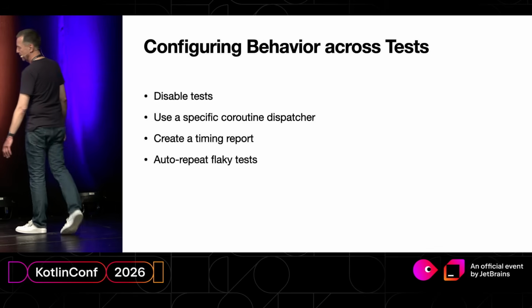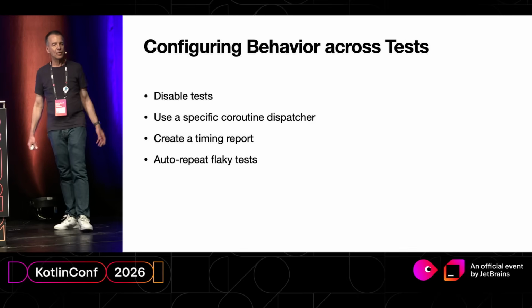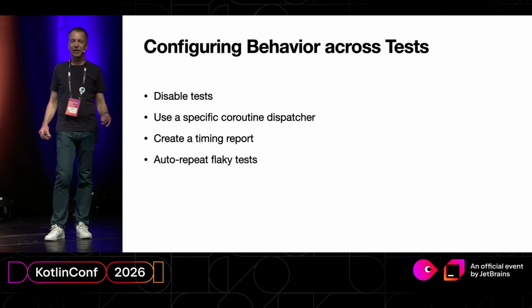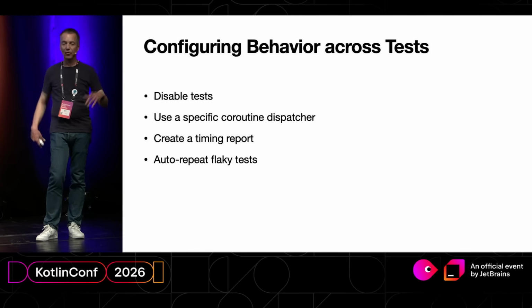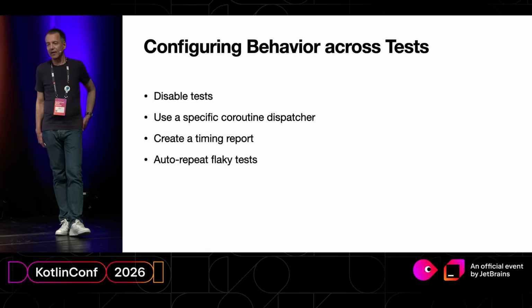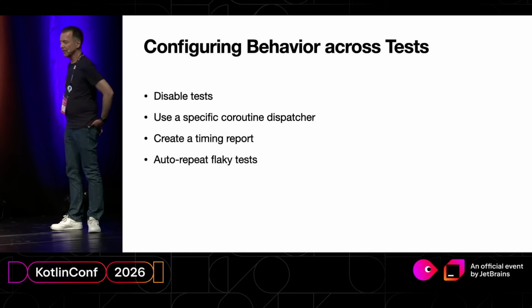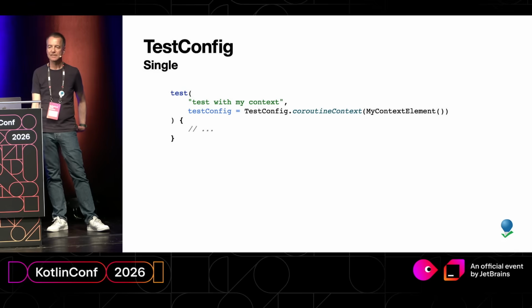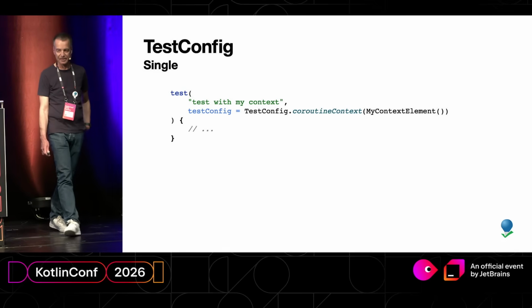We need cross-cutting behavior. And the final one is we might want to handle flaky tests. For example, on Android, you never know that in the emulator something might pop up or on the real device. So you repeat tests for a certain number of times. And if they succeed at any point, then it's OK. And TestBalloon provides a configuration mechanism for all of these.